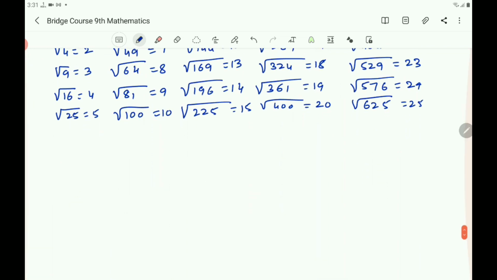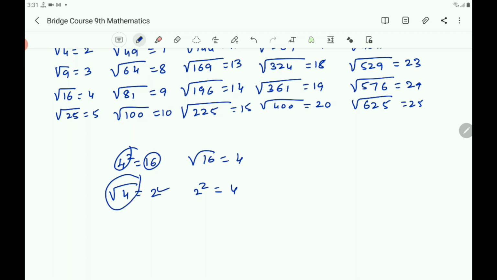Here now you take one example here. You know that 4 square equals 16. Then what is the square root of 4? Here you can say that square root of 16 is 4. Then what is the square root of 4? Here 4 square is 16. Square root of 4 is 2, because you know that 2 square equals 4. Here see the difference. 4 square is 16. Square root of 4 is 2.